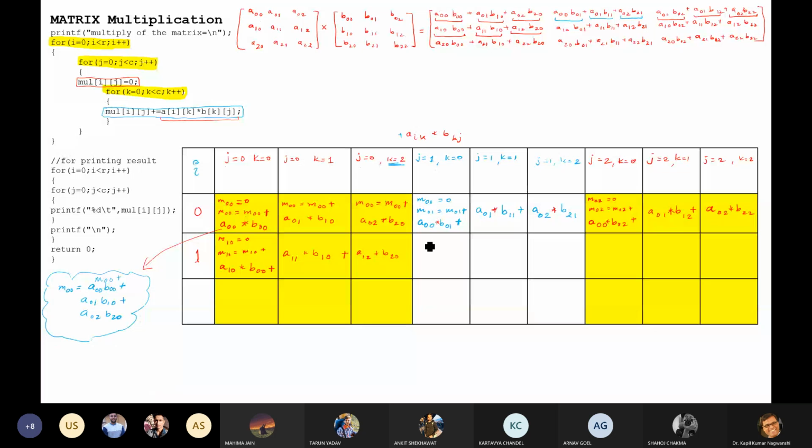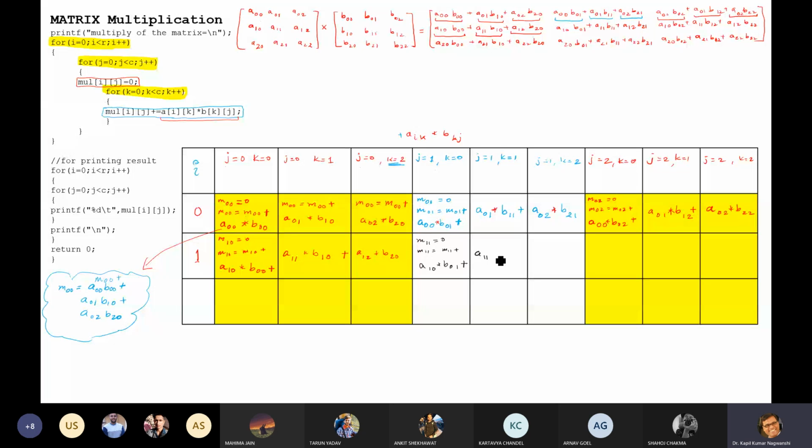m ij, I is 1, j is also 1, equals 0. Then m11 equals m11 plus the next term a ik, I is 1, k is 0 multiplied by bkj, k is 0 and j is 1. Okay. Now come to next. Then 1 plus, I am adding here. Then a, I is 1, k is 1. So this term we have written here.